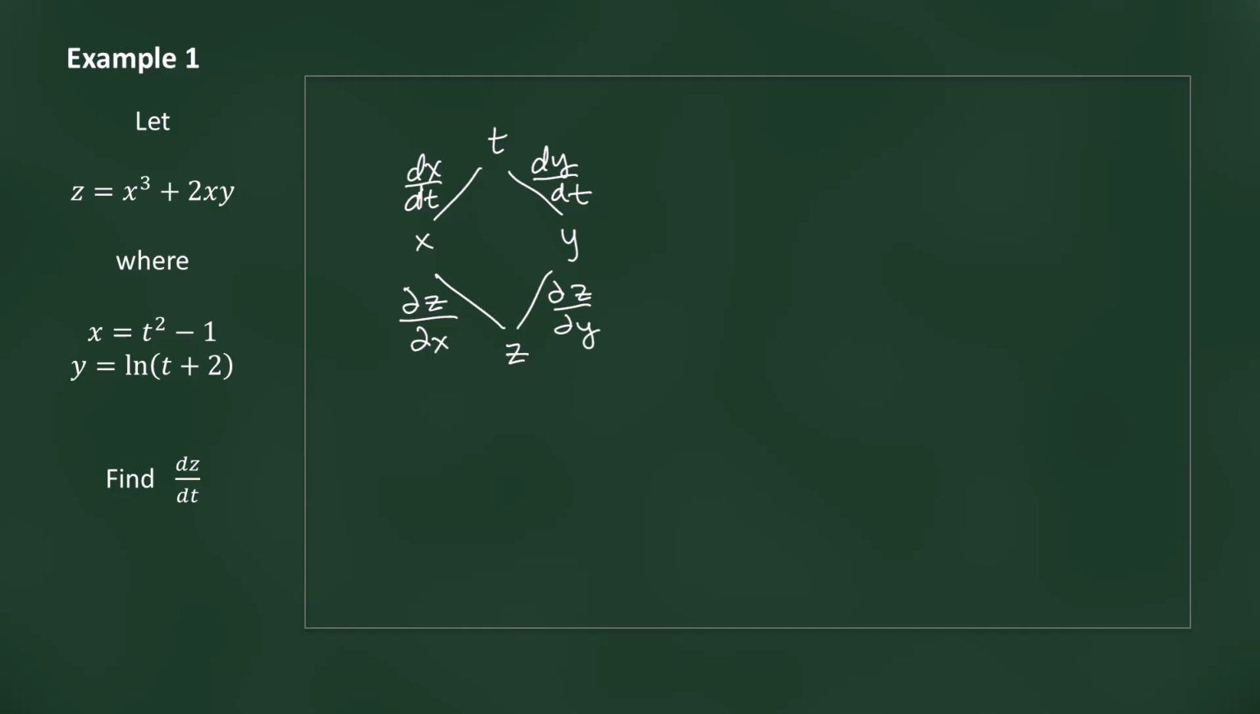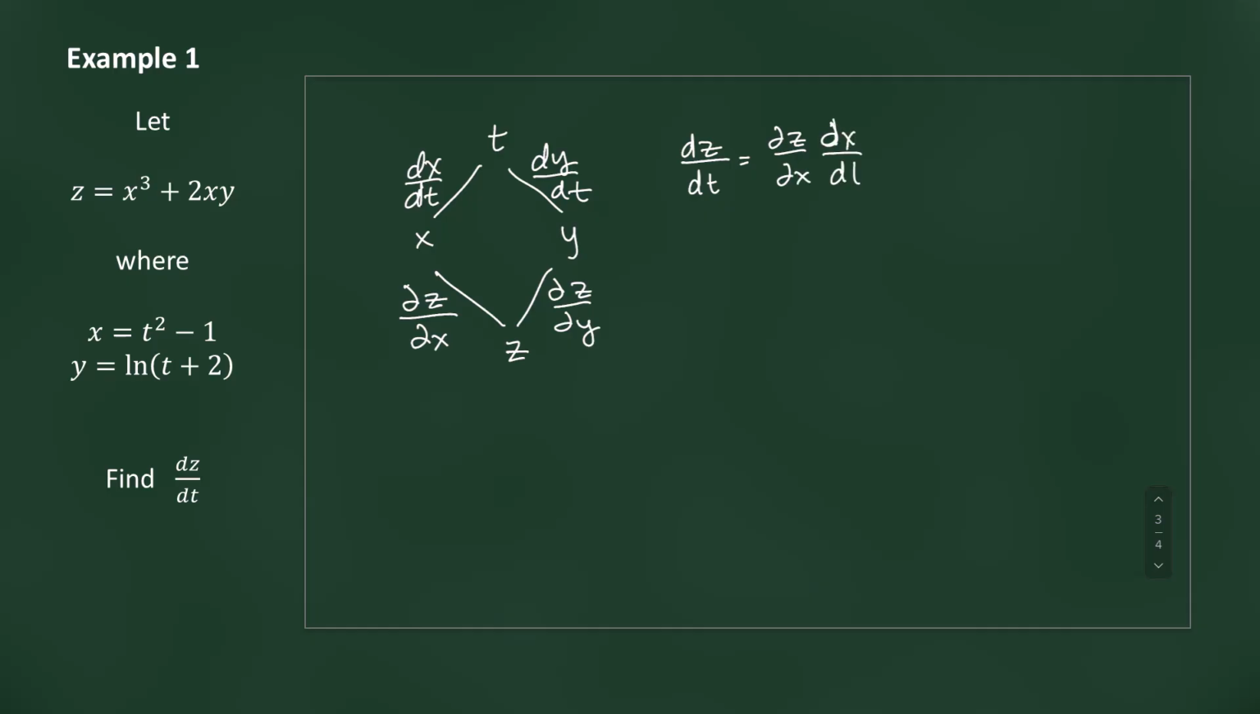So if we use our rule, which is multiply along the paths and then add the paths together, we see that dz/dt is going to be the partial of z with respect to x times dx/dt, plus the partial of z with respect to y times dy/dt. So now we just need to figure out what each of those pieces is.